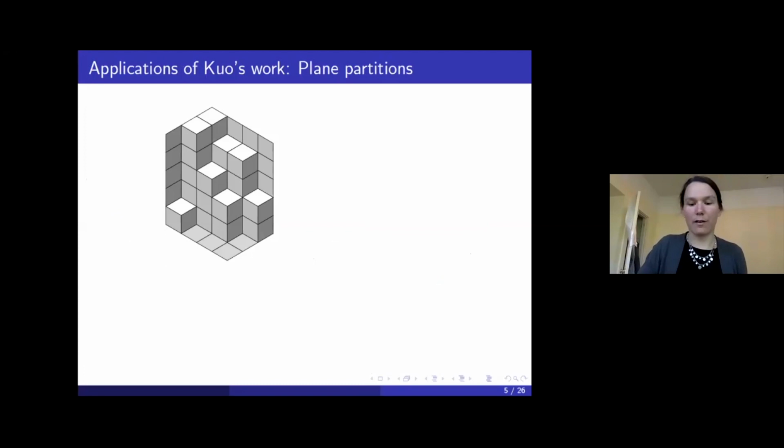And Kuo's condensation has a number of applications. One that I want to mention and spend some time on is he used his techniques to give a new proof of a well-known formula that counts plane partitions. And one of the reasons I am going to spend some time talking about this application is plane partitions will come up again later in this talk when we talk about the application to the problem in enumerative geometry.